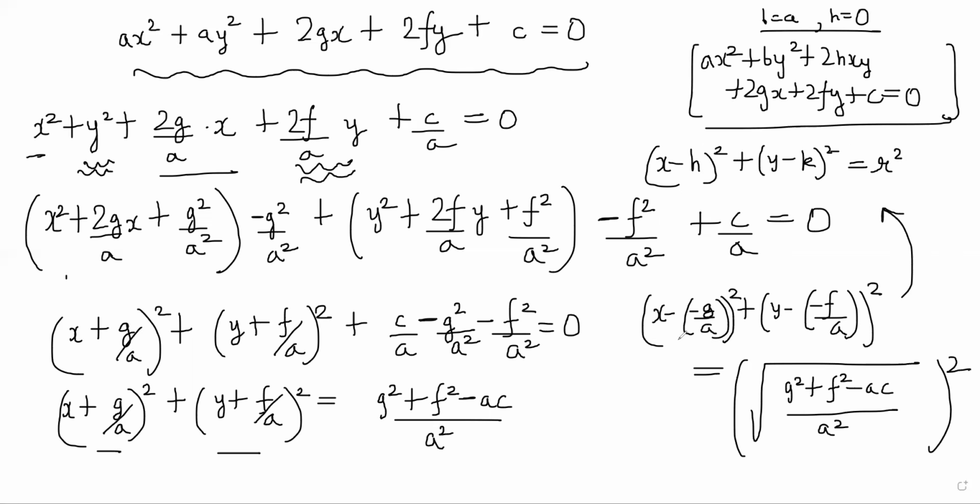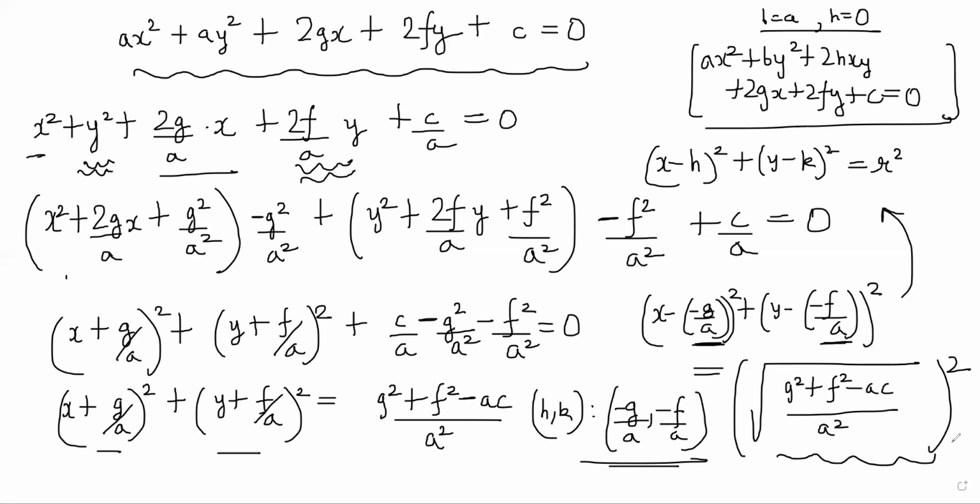The only thing is that h is equal to minus g by a, k is equal to minus f by a. So hk was our center, and now the center has become minus g by a and minus f by a. And the radius was this thing. In general, you will see circle equations written like this.